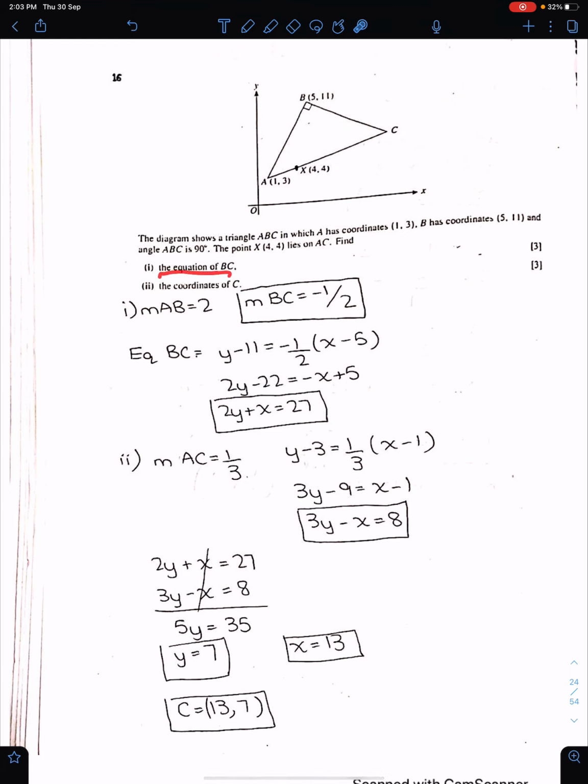We need the equation of BC. So first we will find the gradient of AB, which is 2, and with the help of this gradient we will get the gradient of BC, which will be -1/2. We have gradient, we have point, we can get the equation, which is this. Now we need coordinates of C. For that we need to find the equation of this line AX, and when we solve this equation with the equation of BC, we will get the coordinates of C. So this is also very simple.